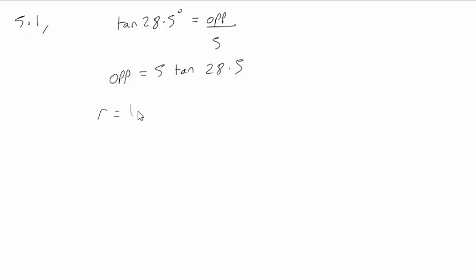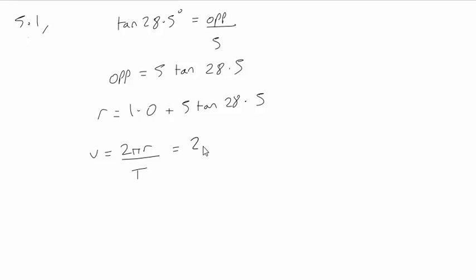Then the radius is the 1 meter radius of the platform plus the extra distance that the acrobats are out by being on their rope, which we've found is 5 tan 28.5. Then v is equal to distance over time. Speed is distance over time. The distance is the circumference, which is 2 pi r, and the time is the time period T.